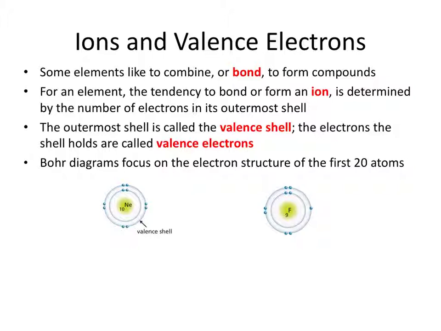We use Bohr diagrams to focus on the electron structure in the first 20 atoms. And that's what we'll talk about here in Science 10. Being familiar with the first 20 atoms, what their atoms might look like, and how this influences their bonding with other elements is going to be very important for us.